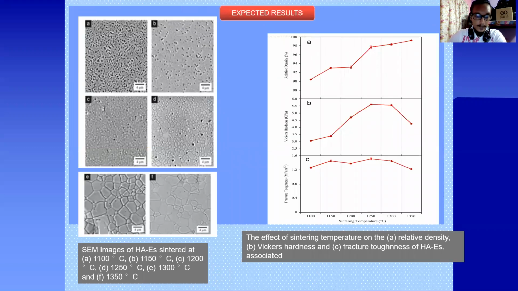On the left side is the SEM image of HA sintered at different temperatures. This is how the microstructure should look in the calcium phosphate. The right side shows the effect of sintering temperature on the relative density, Vickers hardness, and fracture toughness of HA. This diagram should be the same as the expected result. All of these are the expected results for this project.